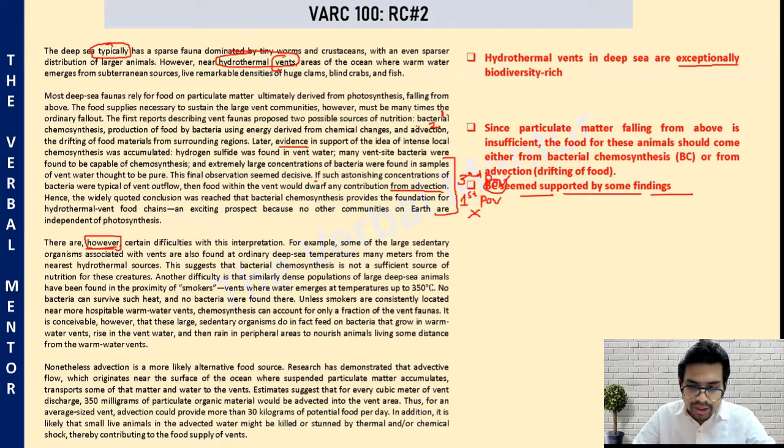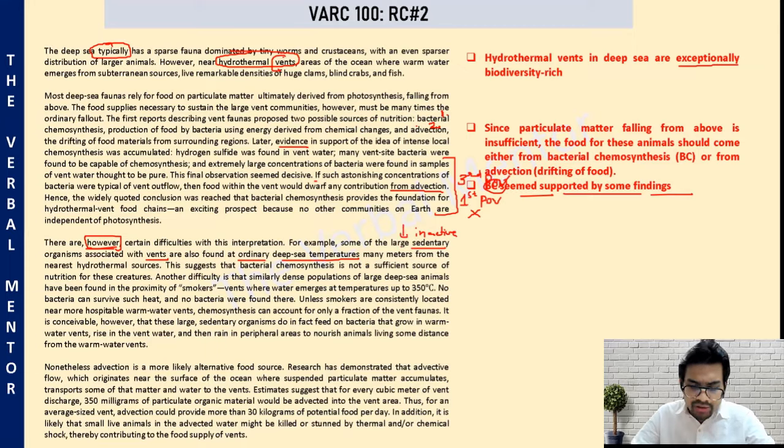Here's a twist. The author explains first that bacterial chemosynthesis seems to be a likely source, and then he challenges this interpretation. He says, however, there are difficulties with this interpretation. What are they? For example, some of the large sedentary organisms, sedentary means inactive, they don't move much, associated with hydrothermal vents are also found at ordinary deep sea temperatures. Why is that a difficulty? I don't understand, but let's read on.